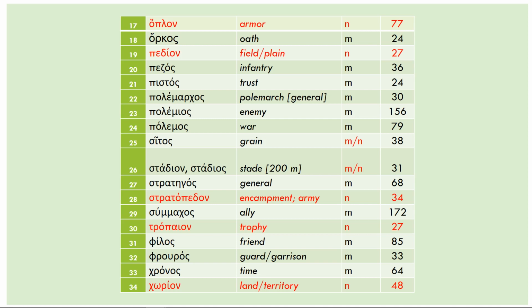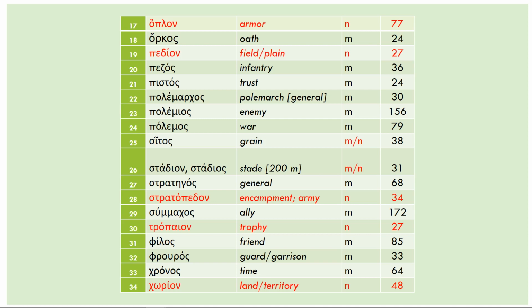Stratopedon, if you have an army on foot, it can mean army. Its normal meaning is an encampment, okay? But it can mean the army itself, and you just figure it out from context. Sumachos, again, a sumachia is an alliance, so a sumachos is someone who is part of that alliance, an ally.